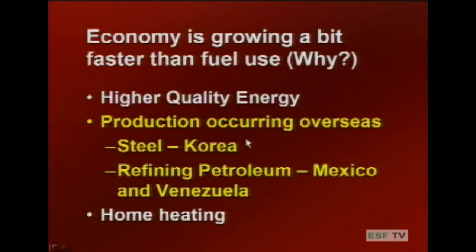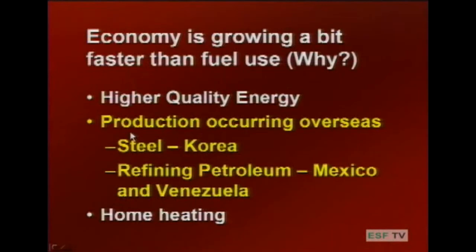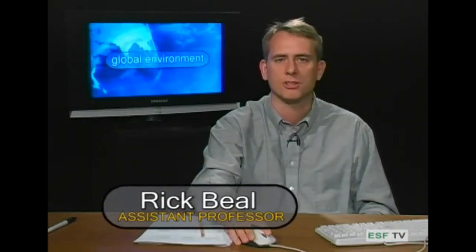For example, we're making steel in Korea instead of places like Buffalo, New York now. So that energy is off our accounting books, basically. We're refining petroleum places like Mexico and Venezuela instead of the U.S. So that is outside the book, so it makes it appear that we're becoming more efficient. Another reason is during the 70s and 80s, people started turning down their thermostats to save money. Now that had really no influence on the efficiency of our production, but it did change our accounting. So these three reasons are really why we see that divergence. The efficiency is really overrated.